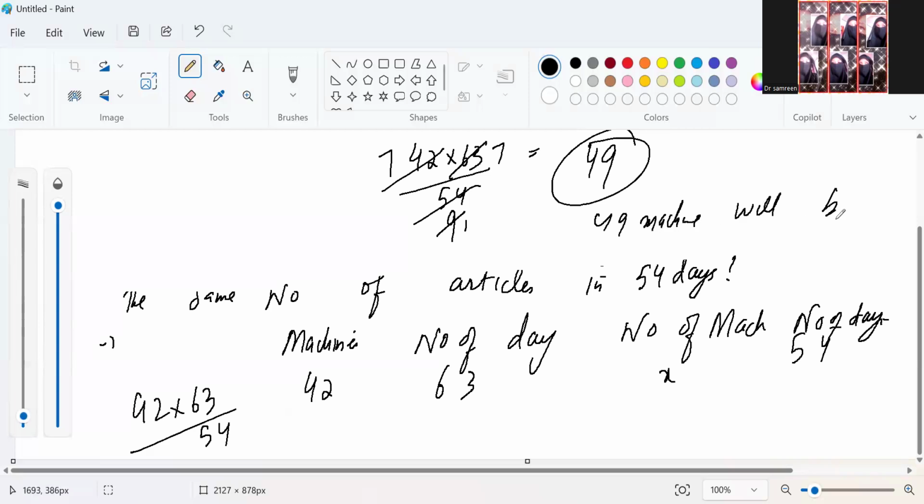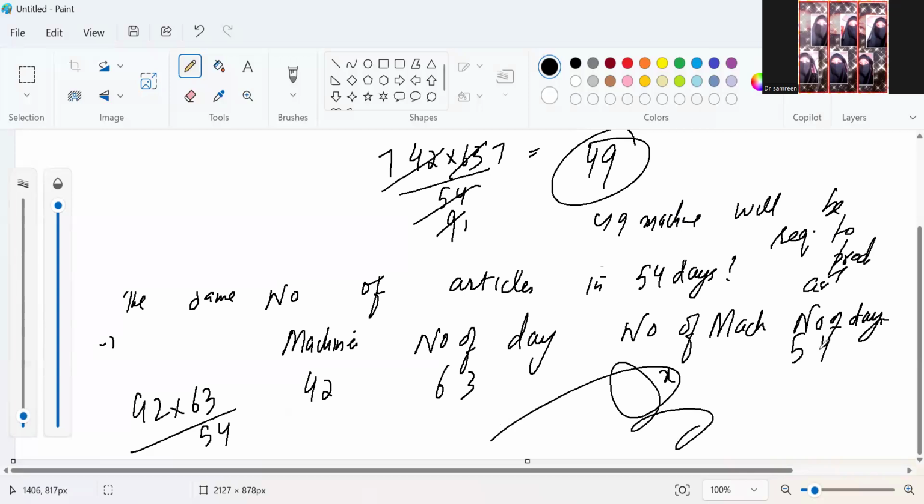49 machines will be required to produce the articles. Hope you understand this topic.